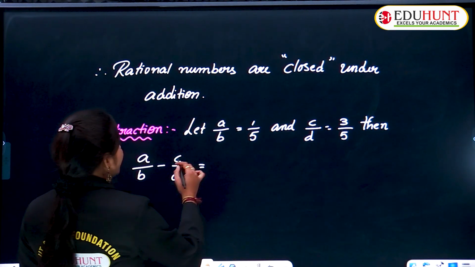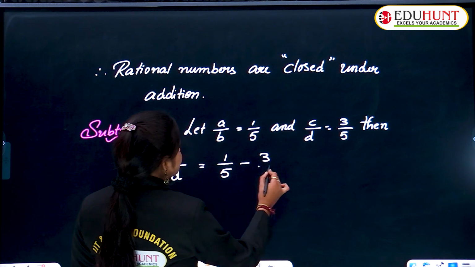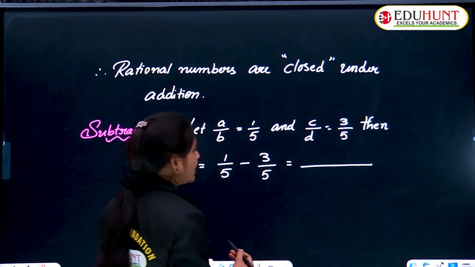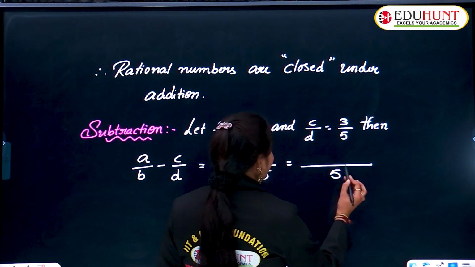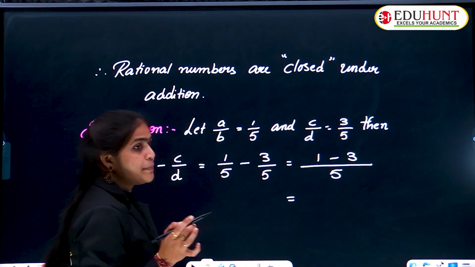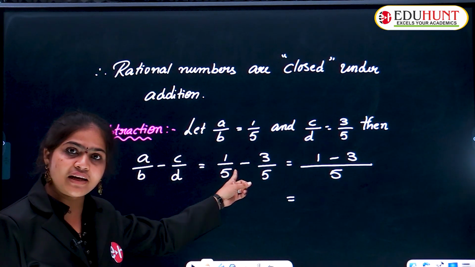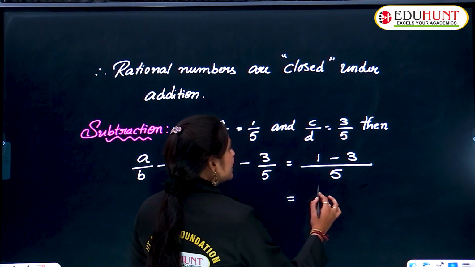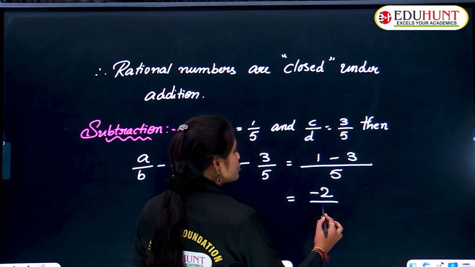Let us say A by B minus C by D. A by B means 1 by 5 minus C by D means 3 by 5. Now in the denominator, what will you get? Those two have the same denominator, so write 5. Just take the difference of the numerators, 1 minus 3. How much do you get? Take the difference of 3 and 1, and the larger number's sign is the sign you keep. 3 minus 1 is 2, and the larger number has the sign minus, so minus 2 by 5.